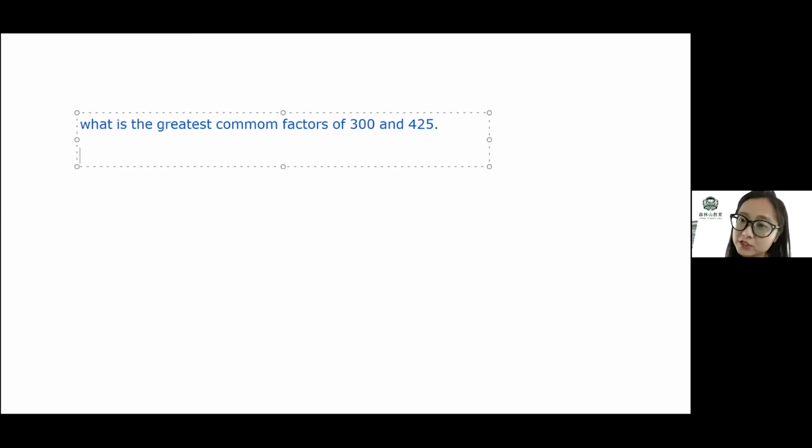And common factor means what? Common factor means both of them have that factor. They show up in common. And then the greatest means the biggest one. It's the one we're looking for, okay? We have a lot of common factors, but we only have one greatest common factor.